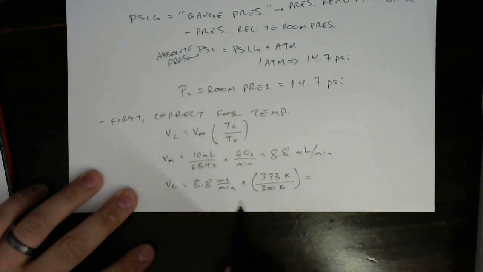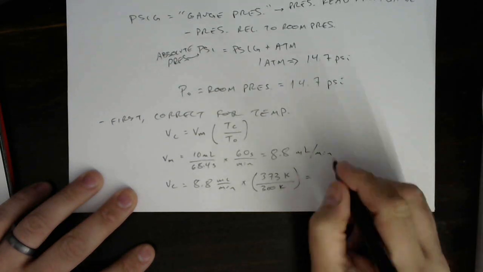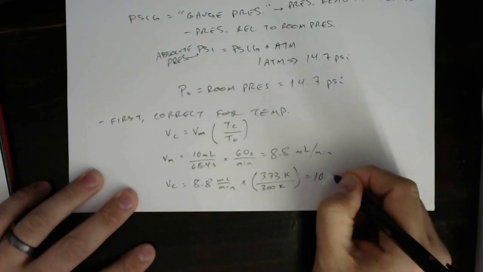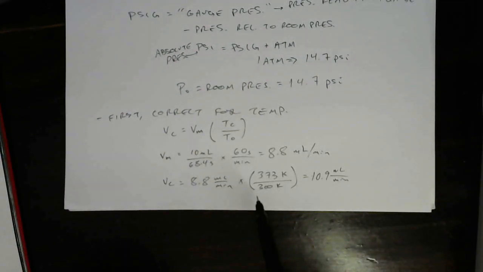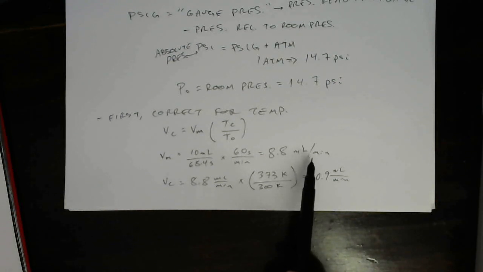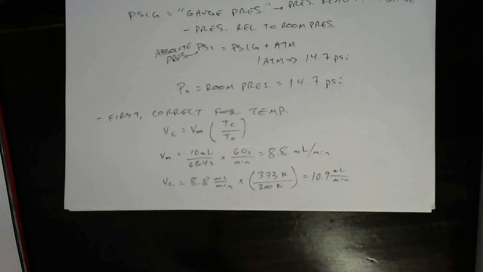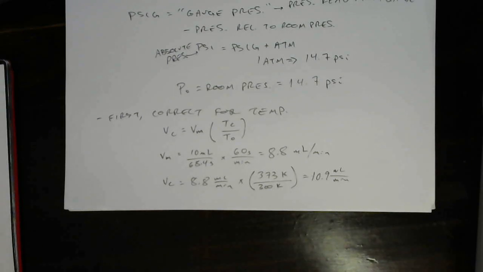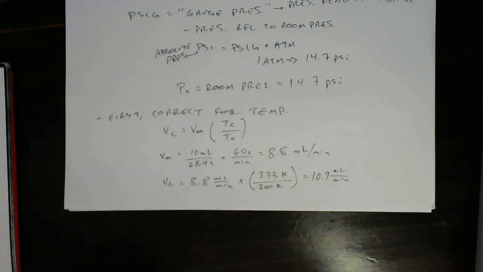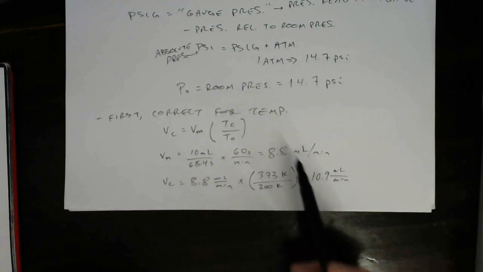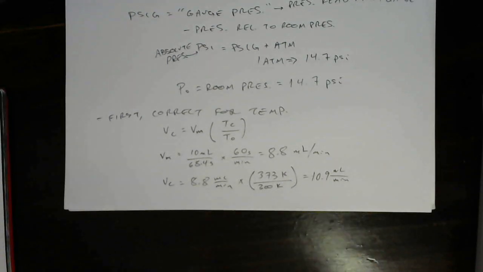a corrected for temperature outlet volumetric flow rate of 10.9 mils per minute. In other words, in terms of volume per unit time inside that column, because the temperature is elevated, this 8.8 mils per minute that we measure at room temperature is actually expanded to 10.9 mils per minute. That is actually flowing through the middle of the column because, again, temperature has expanded that 8.8 mils to 10.9 mils. Okay, that's the temperature correction.